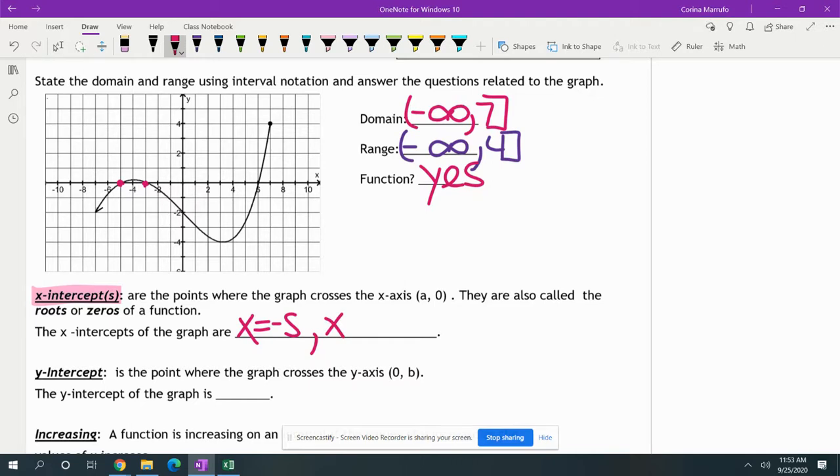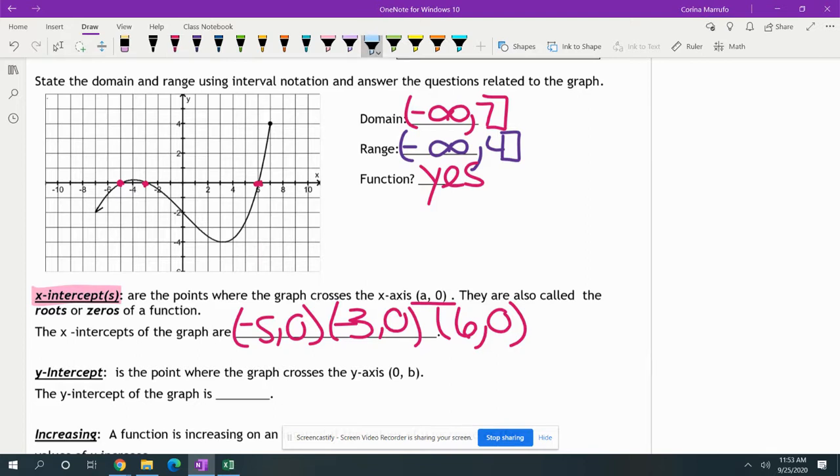Oh, you know what? They want us to write it as a point. I'm sorry, I should have seen that before. So when you write it as a point, it would be negative 5, comma 0, and negative 3, comma 0. The next time it crosses the x-axis will be right here at 6, so 6, comma 0. The y-intercept: where does it cross the y-axis? It crosses the y-axis here at negative 2. So our y value is negative 2, so it's 0, negative 2.